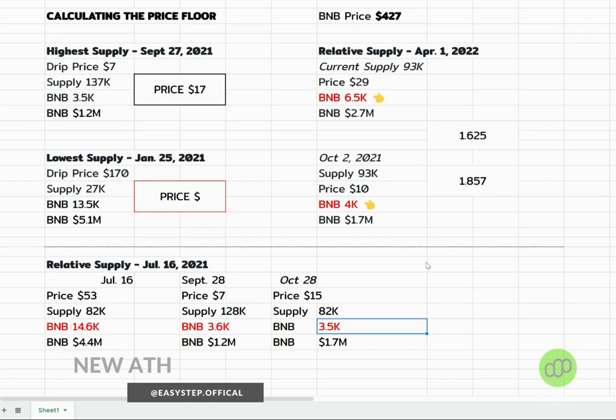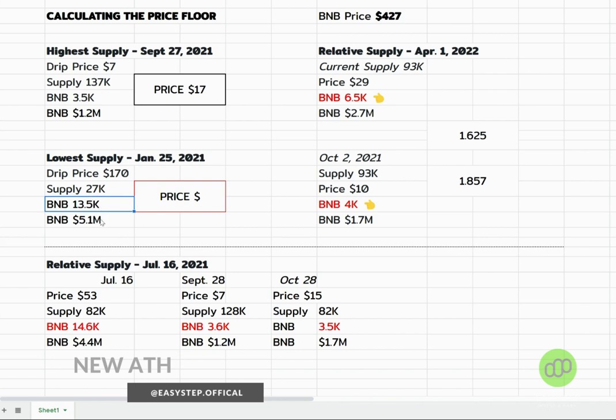What I want to do is, we pointed out that we're starting with a higher BNB balance, 6.5 thousand here, and our previous price floor is 3.6 thousand. And what I want to do is find the growth. The way we're going to get the ratio is find the growth from this price floor BNB balance to the last all-time high's BNB balance. So let's go ahead and do that.